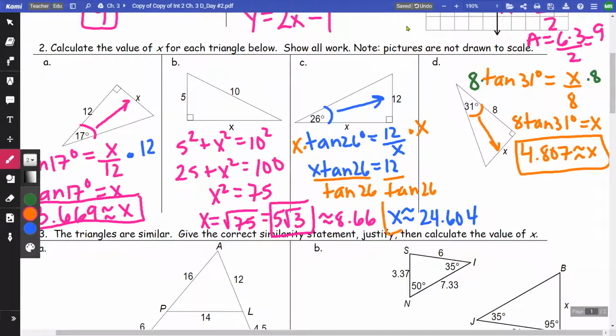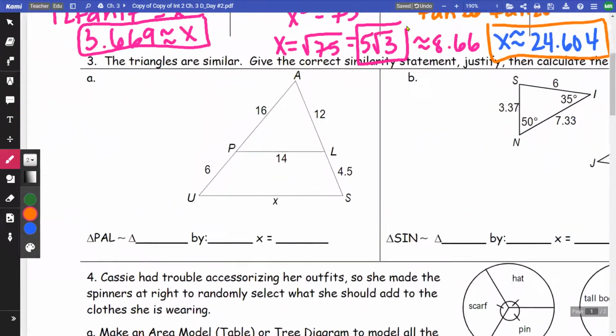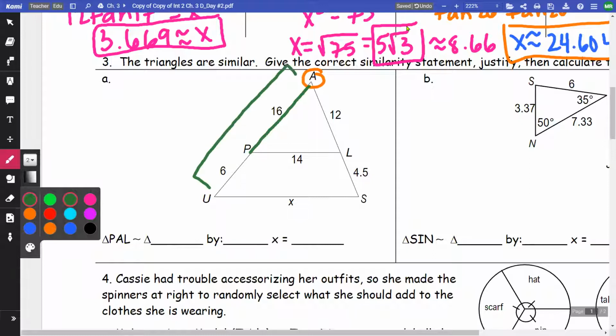Okay. On number 3, I have to be careful with this. They don't tell me anything about these lines being parallel or anything at all. I do have this angle A that they share, so that's reflexive. And I do have this side 16, which is going to correspond with this whole thing, which is 22. I know that this side is 12, and that is going to correspond with 12 plus 4.5, which is 16.5.